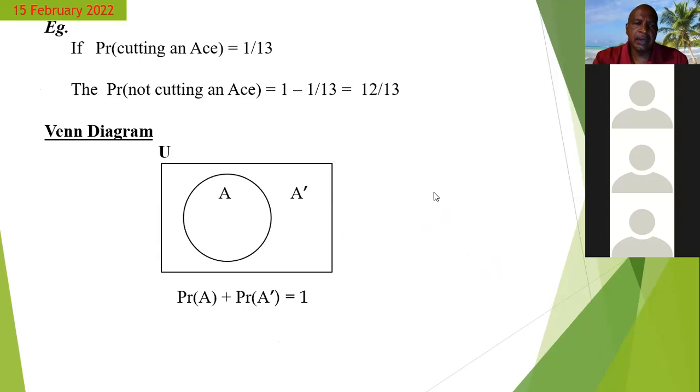All right, so here we have another example. We can look at the probability of cutting an ace. Is anybody familiar with what we mean when we say we are cutting an ace in a pack of cards? When we cut an ace, what does that mean?